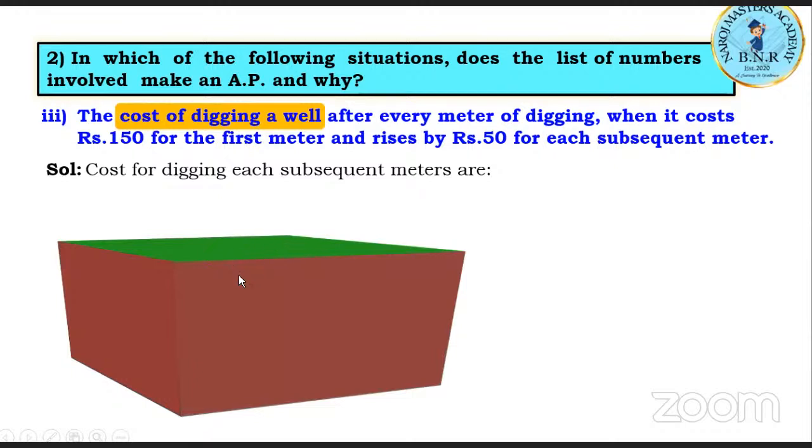You can see here. Assume that I'm digging a bore well. So first, 1 meter. The cost for the first 1 meter is 150 rupees. 150. Is it right?